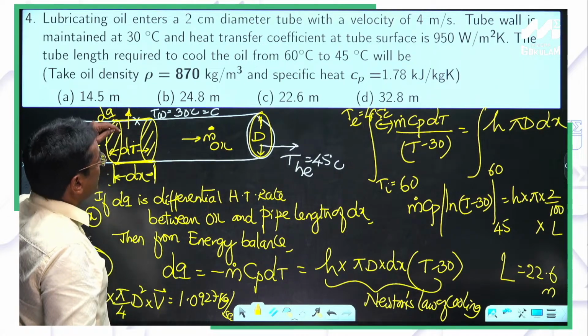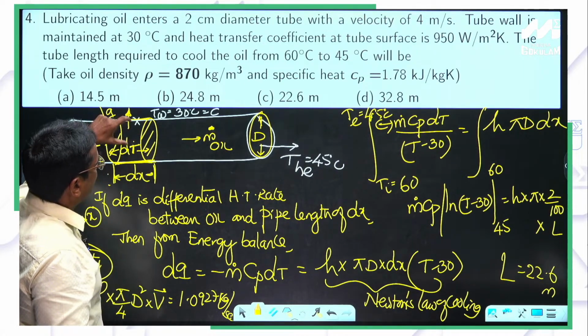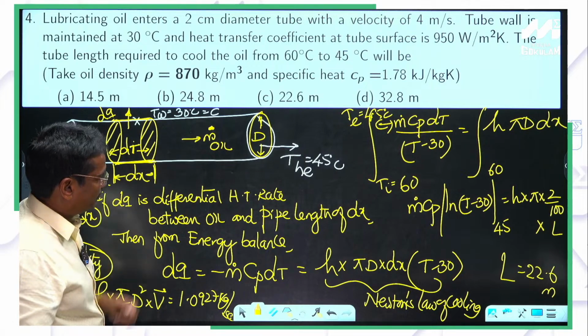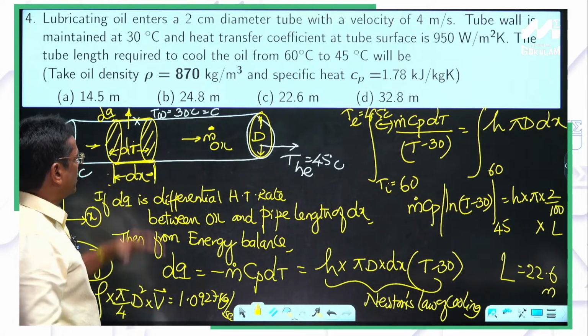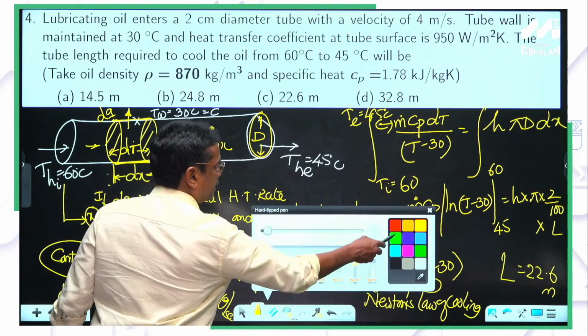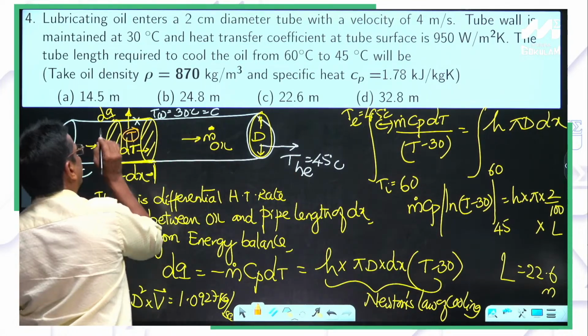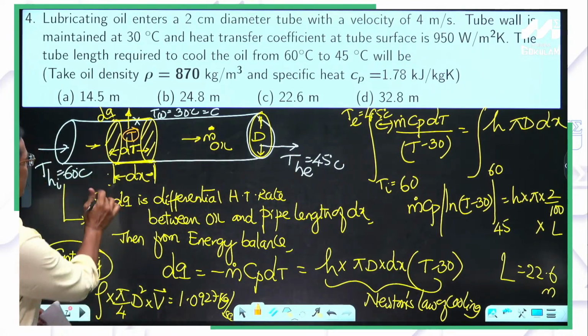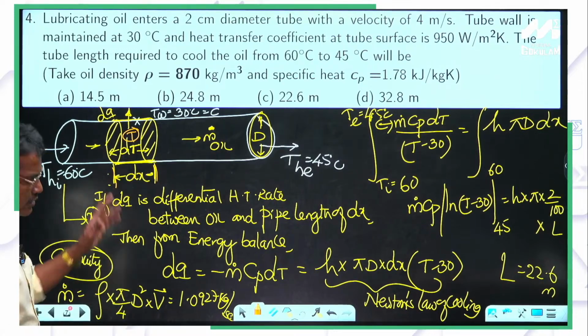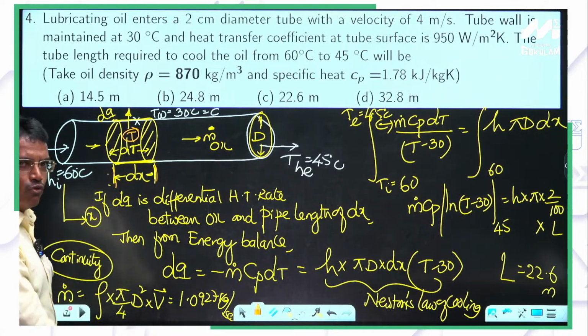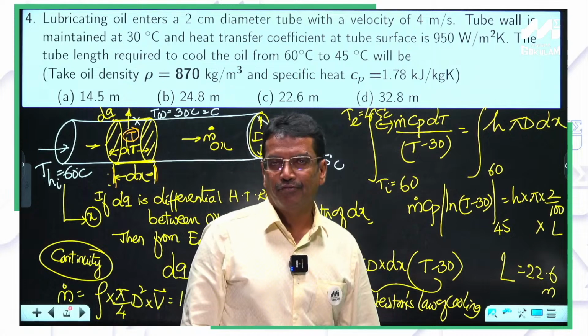What is the delta T? The temperature difference between the oil and the surface of the pipe. Now T is the temperature of the oil at this location. I will mark it here. T is the temperature of the oil at that control volume of length dx. Very good question. Such kinds of questions are expected in GATE.